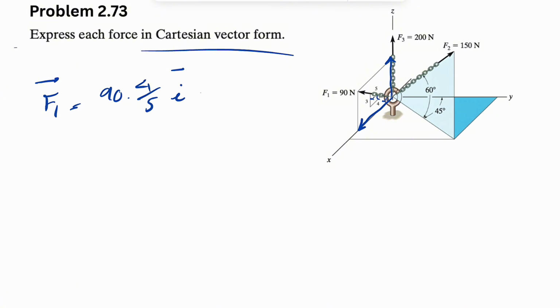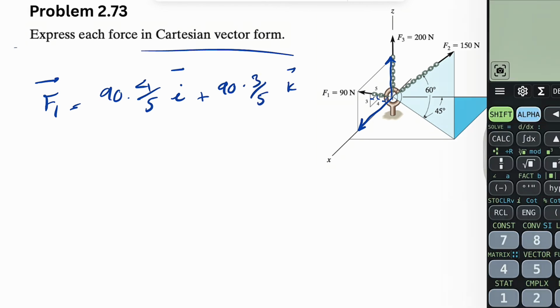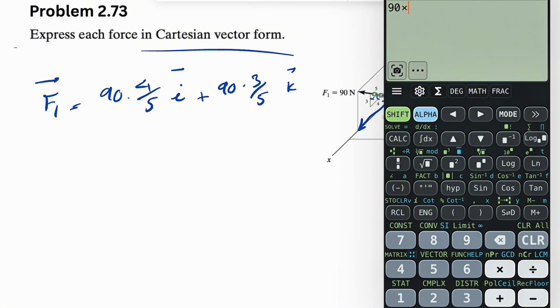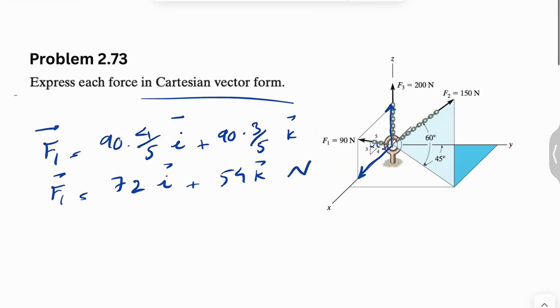As we talked about, there is no Y component, and we have the Z component, which is also positive. So 90 this time will be sine of alpha, or 3 over the hypotenuse, which is 5, and that's going to be our K. So for X, we have 90 times 4/5, which is going to be 72, and times 3/5, that's 54 for the Z component, which gives us F1, and obviously all the units are in newtons. So that was everything for F1.